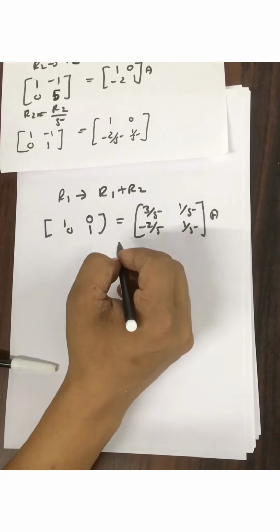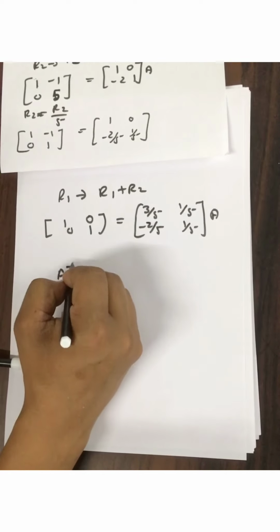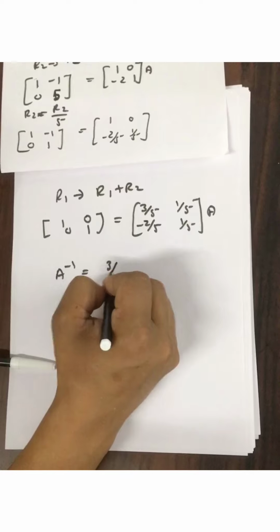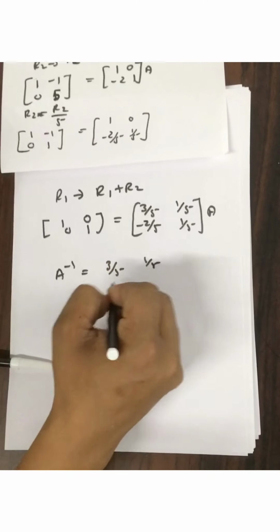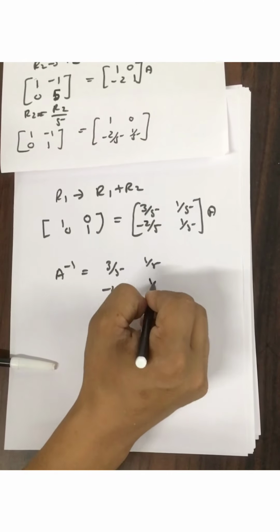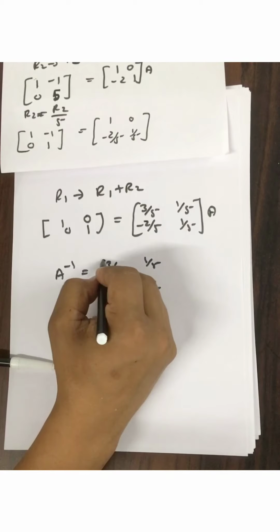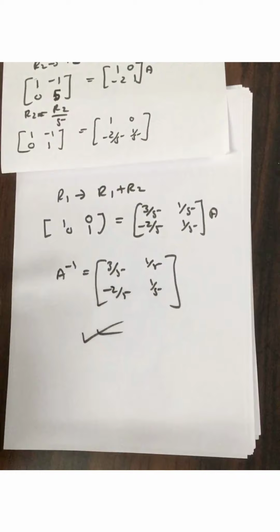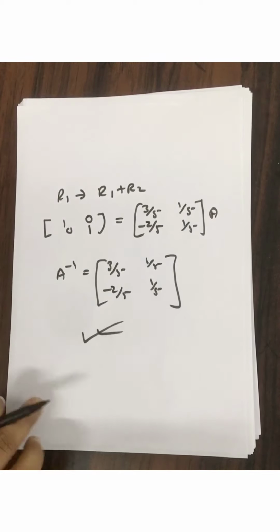Got it? So what is A inverse? A inverse is 3 by 5, 1 by 5, minus 2 by 5 and 1 by 5. That's it. Got it? So ultimately this side we have to turn into the I matrix. Okay? Let's move on to the next question.